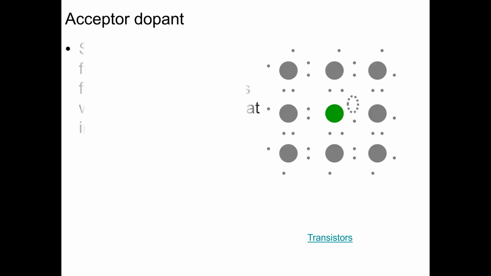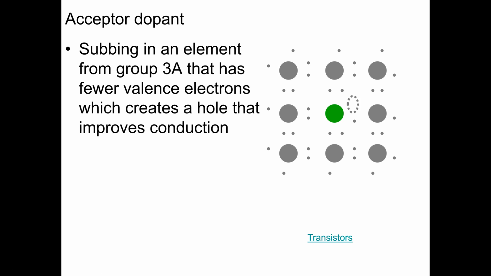And the acceptor ones are the ones that actually create a hole. So what it does is subs an element from 3A that has fewer valence electrons, which basically means you create a hole in there. And that hole also allows for the free movement of electrons. So whether you're using n-type or this type of acceptor dopant, in both situations, you're allowing the electrons to move more freely throughout the substance, and that's the advantage of it.